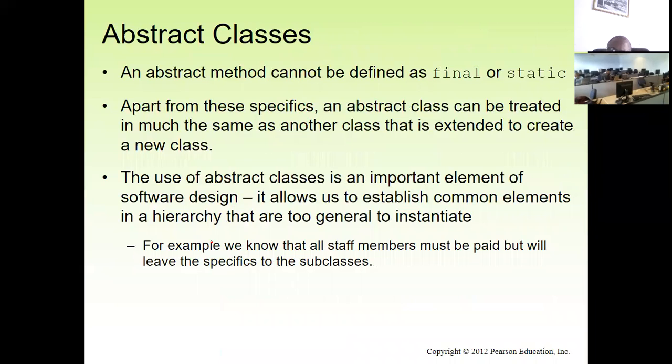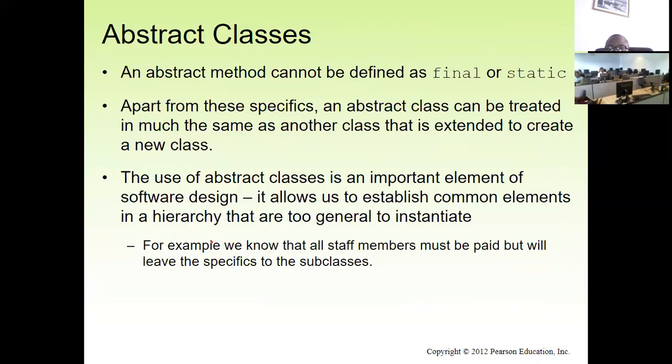Now, a few other points to note. An abstract method cannot be defined as final or static, and we know why that is so. You want to tell me? Because if the method is abstract, it means it must be overridden, and if it's overridden, it can't be final. And we talked about the static modifier already. We say anything that is static means that it is shared among all the objects. So there's a restriction there.